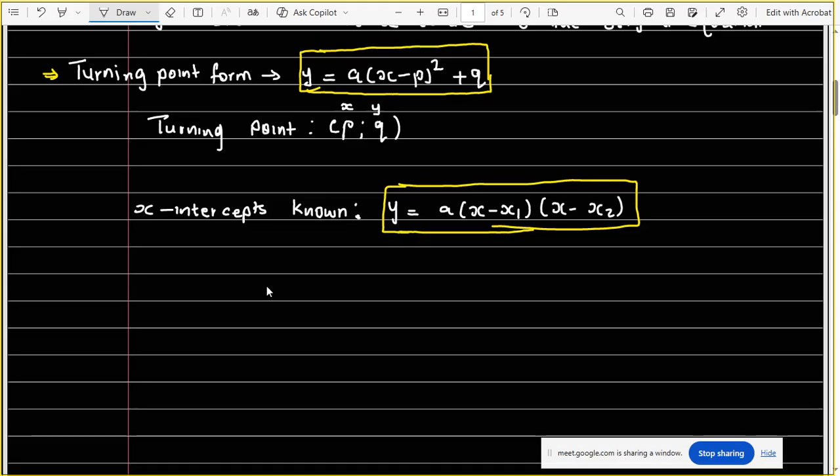Listen, you see now, when you need the turning point, if it is given in that form and you are looking for the turning point, since you know your x-intercepts, you can find the x coordinate. So in order for you to find the x coordinate, this is how you're going to find it.